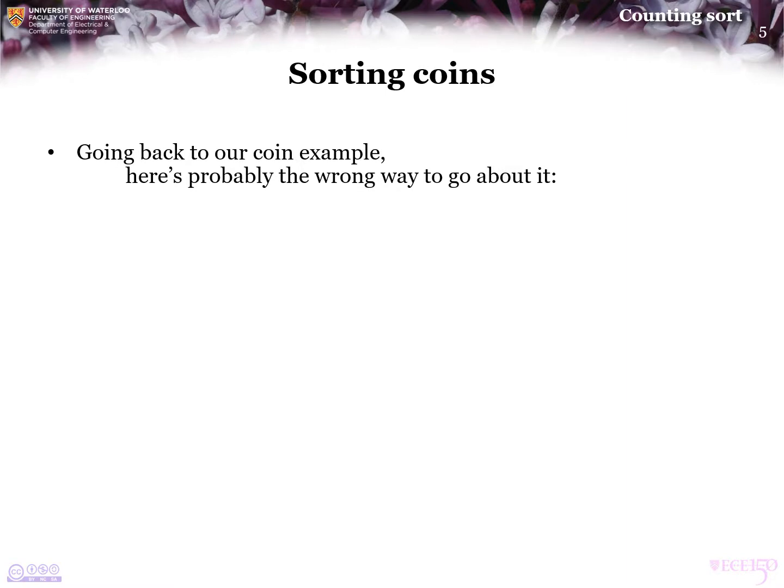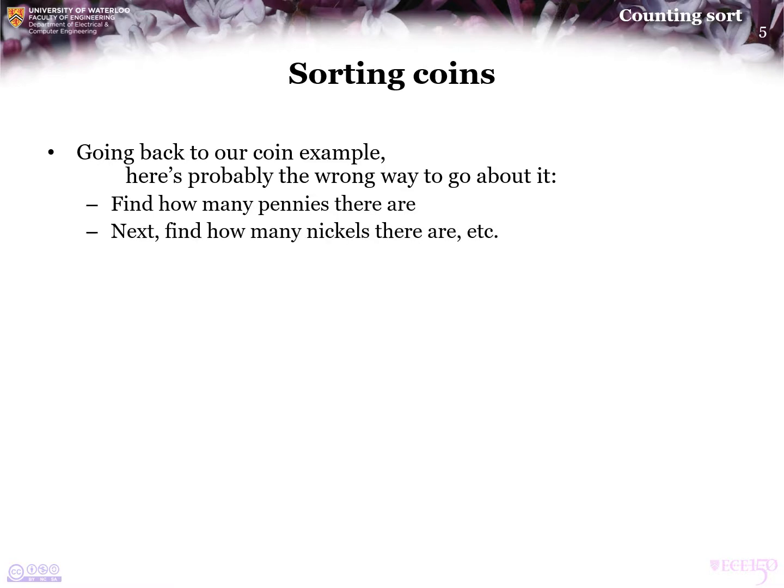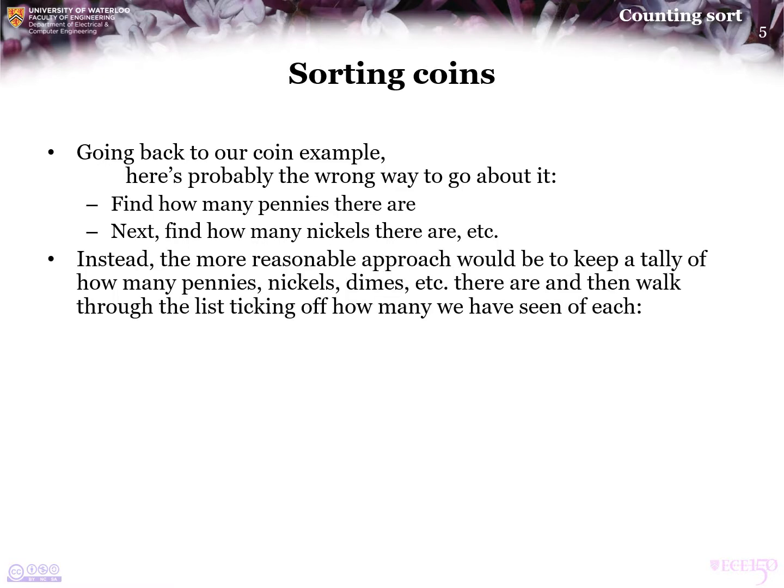So going back to our coin example, here's probably the wrong way to go about it. Go through the sequence of coins and find out how many pennies there are. Then repeat the process, counting how many nickels there are, etc., for each subsequent denomination. As you can imagine, that's rather expensive. Instead, more reasonable would be to keep a tally of how many pennies, nickels, dimes, etc. there are, and then walk through the sequence of coins, ticking off how many we've seen of each.